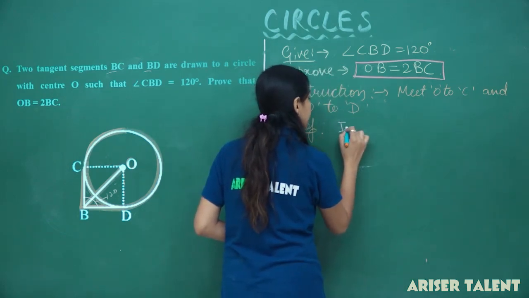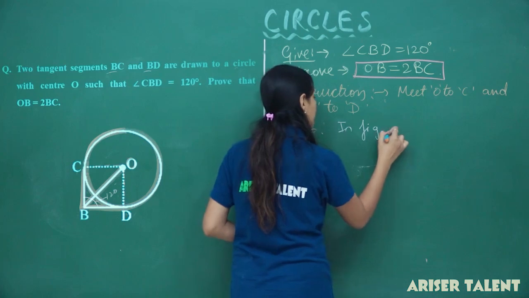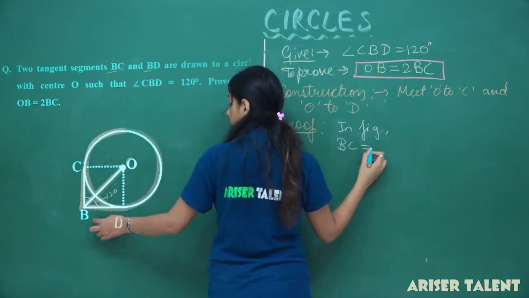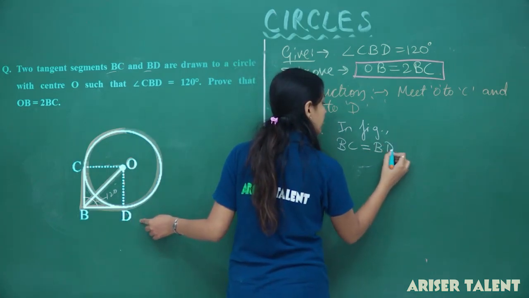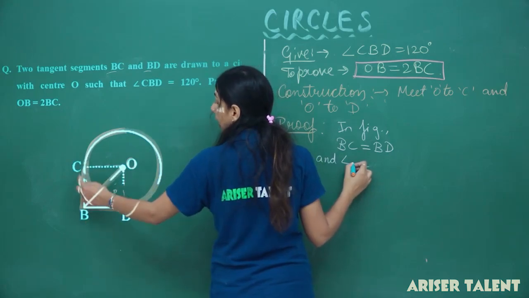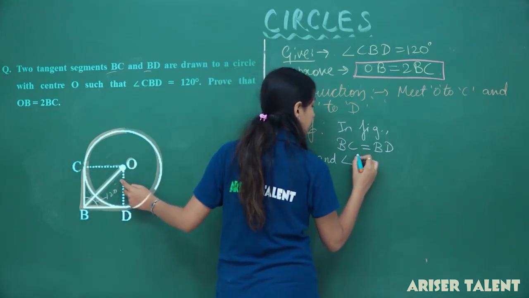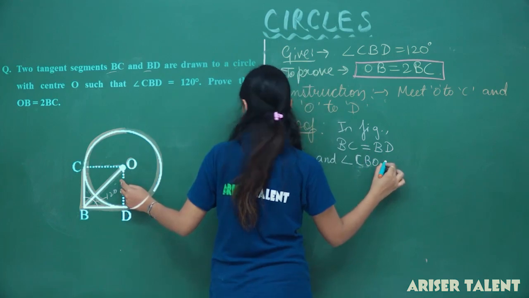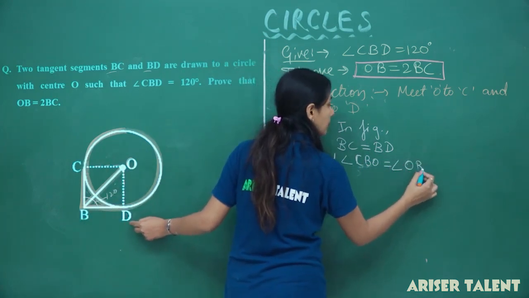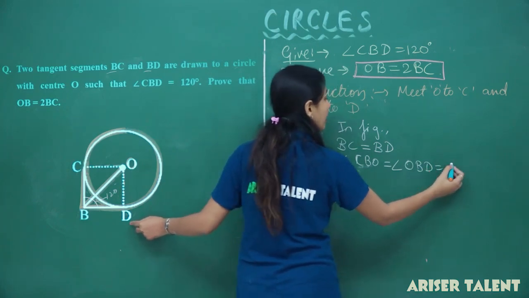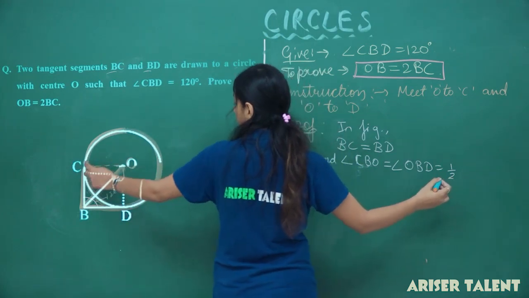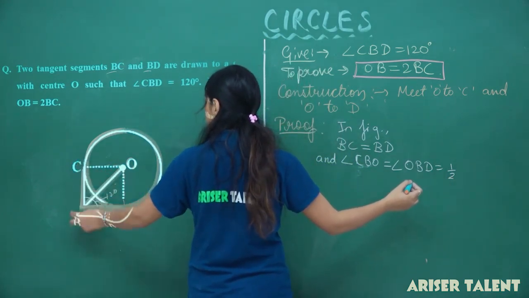So, in the figure, what I am observing is this: BC equals BD, and angle CBO equals angle OBD equals half of angle CBD.